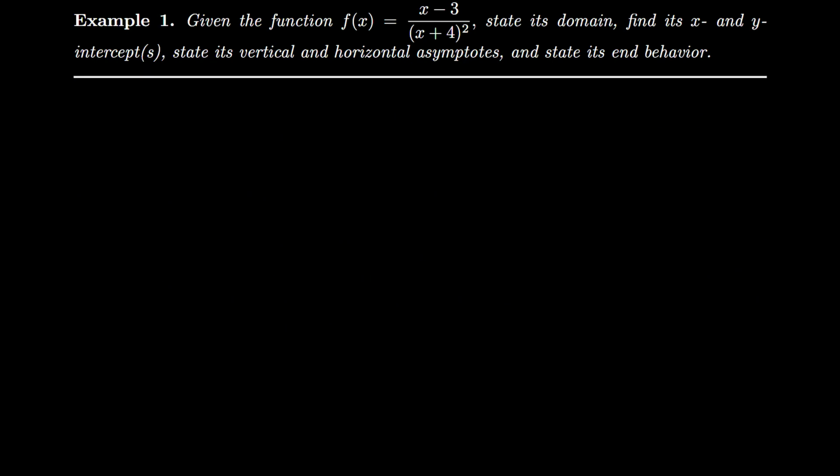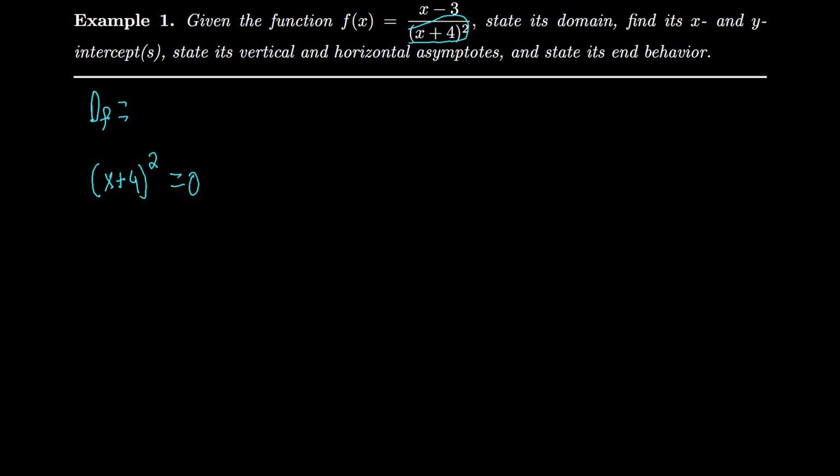Given the function f of x equals x minus 3 over x plus 4 squared, we want to state its domain, find its x and y intercepts, state its vertical and horizontal asymptotes, and state its end behavior. Easy enough. In order to find the domain, we're going to take the denominator, square it, and set it equal to 0.